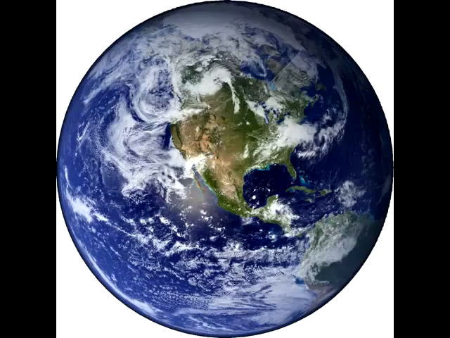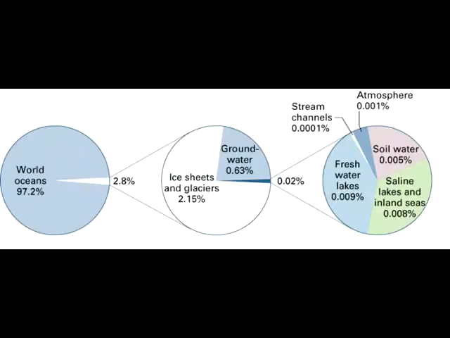Most of our planet is covered by water. More than 97% of our planet's water occurs as ocean salt water. Most of the remaining water is stored in glaciers and ice sheets and groundwater. Only 0.001% is located in the atmosphere.